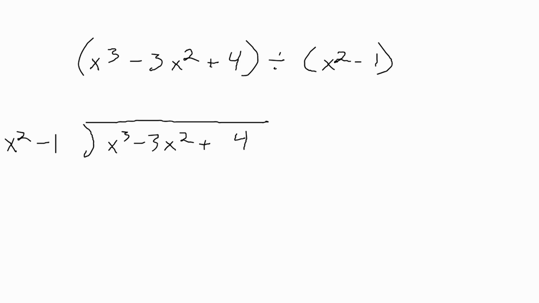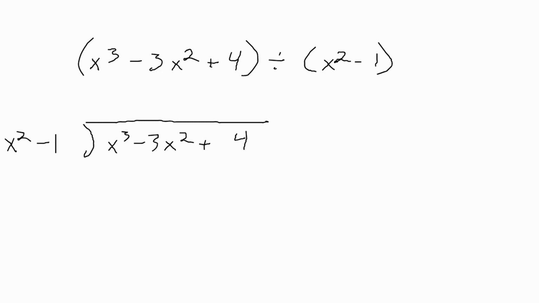So first thing I would do is I put x squared minus 1 on the outside of the division symbol. So it'll be x squared minus 1, and then the first term will go inside the division sign, and that's x cubed minus 3x squared plus 4.